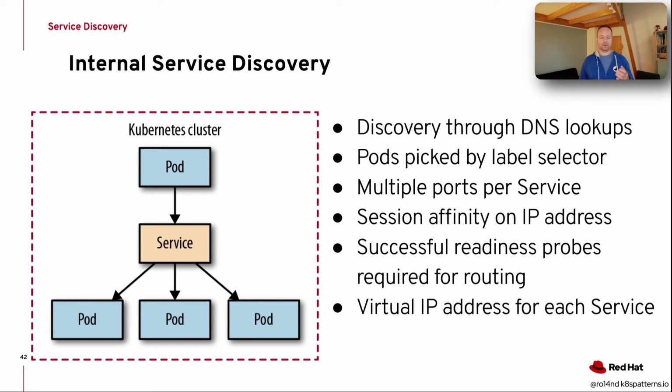You can have multiple services per pod. You can also configure a session affinity on the IP address of the client pod, so that a client pod with a certain IP address always lands at the same fixed pod. Readiness probes are used to indicate that a service is ready, so if you call a service, you only get to a pod that is ready. And you get a virtual IP address for each service. So you do an internal lookup via DNS and then get back the internal virtual IP address of that service.